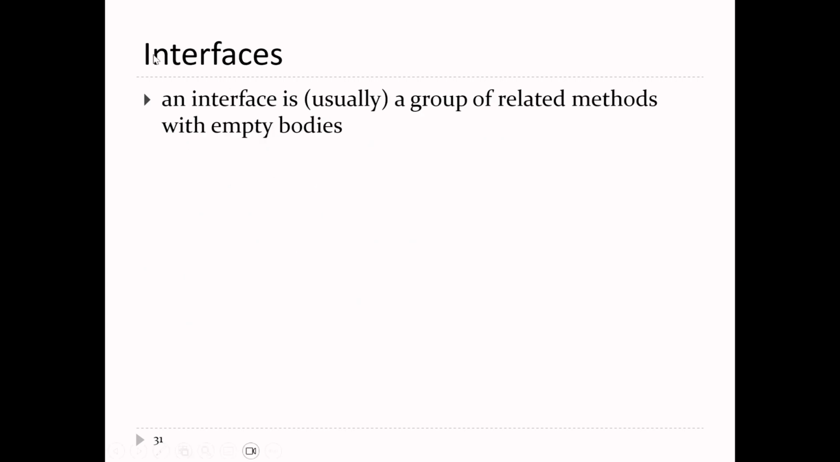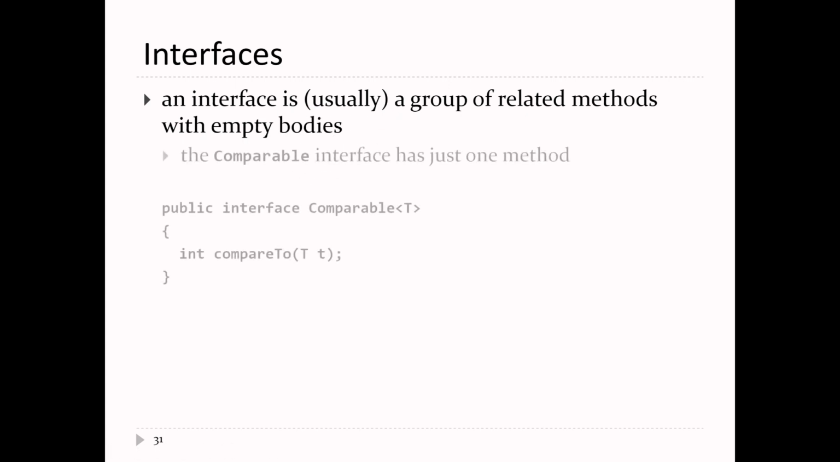So what's an interface? An interface is just a group of related methods that have no implementation. The comparable interface has exactly one method. That is the complete comparable interface. It's got this funny bracket notation here again. This just indicates that it's a generic interface. So if you're going to use this thing, you have to specify the type, the type of value that you're comparing.